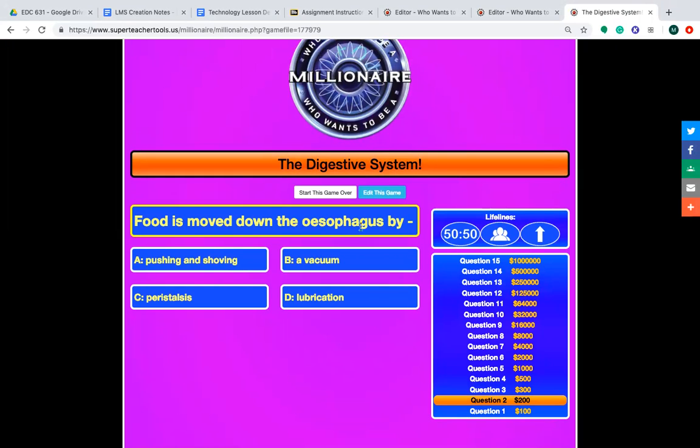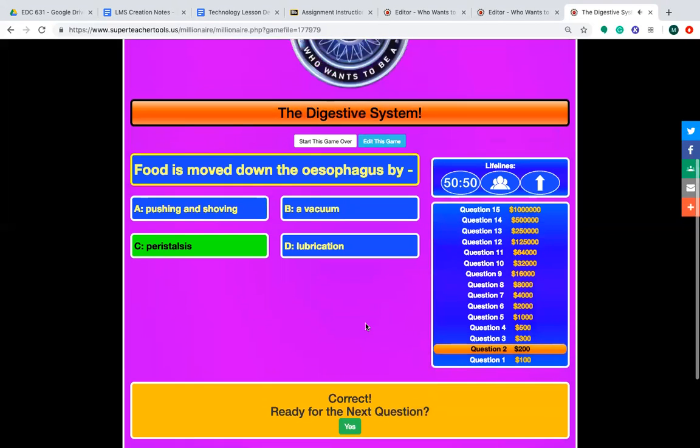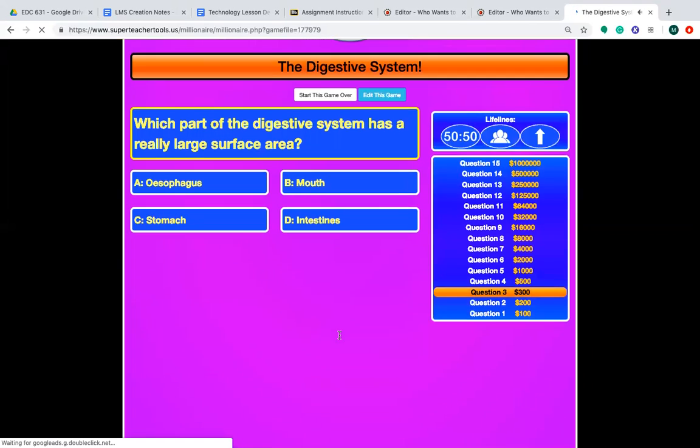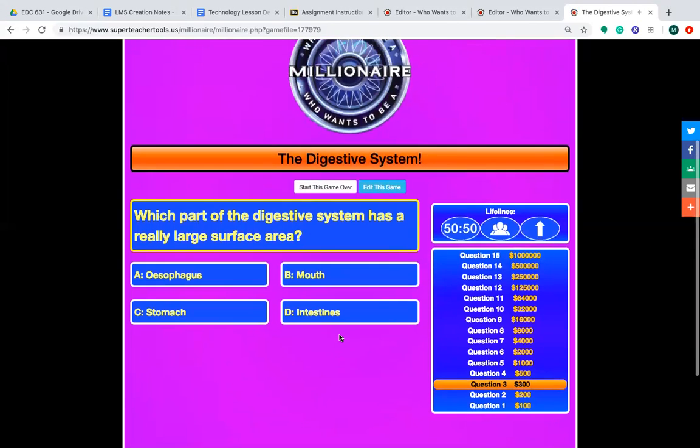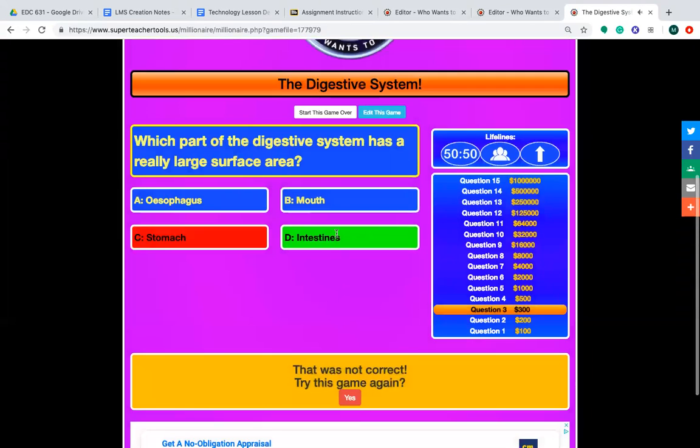Food is moved down the esophagus by, and I would look at my answers, and again, I'm working with my partner, so I would discuss with my partner what I think would be the best answer. I'm going to show you what's going to happen if you get one wrong. So if I answered this question, which part of the digestive system has a really large surface area? If I click an answer that I do know is wrong, it will tell you at the bottom that was not correct. Try this game again, and you would click yes.